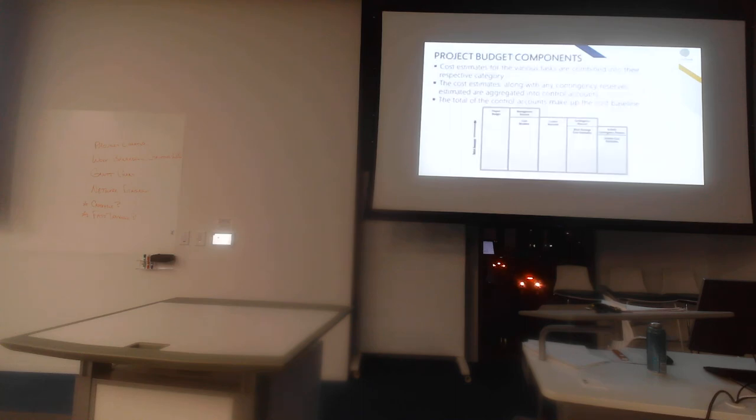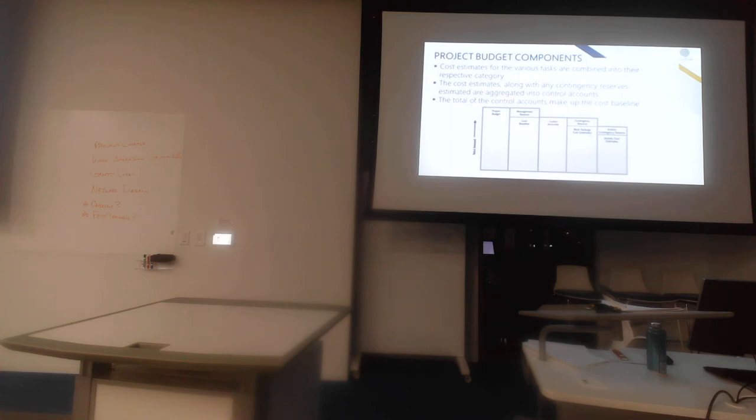The project budget components: cost estimates for the different activities or tasks or subtasks, along with any contingency reserves for these activities. Typically, in the real world, we do about, I'd say, about 20 to 30% contingency planning, okay? So your cost would include an additional 30% for your project or for these activities or tasks or subtasks. So the work package cost estimates along with any contingency reserves for these are aggregated into control accounts.